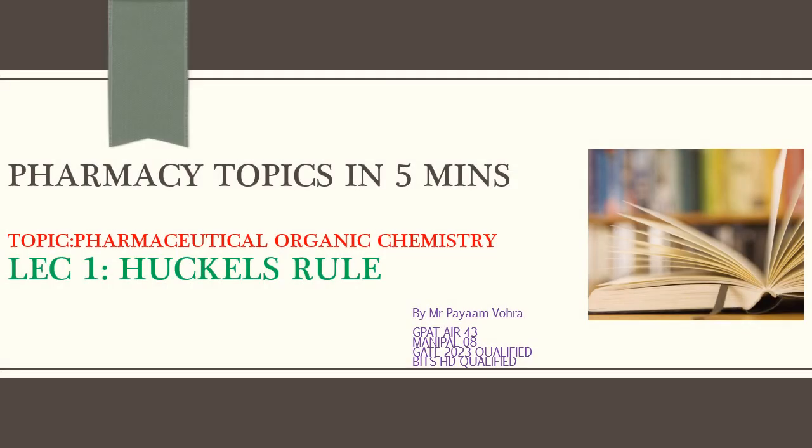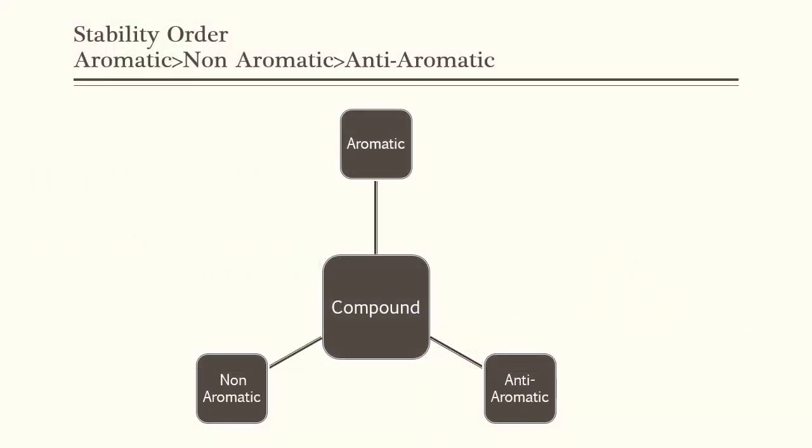So today's topic is pharmacy in 5 minutes, and today's is unit 1, Huckel's Rule, and the topic is from pharmaceutical organic chemistry. So Huckel's Rule is basically based upon the three major important categorizations of a compound, that is either aromatic, anti-aromatic or non-aromatic.